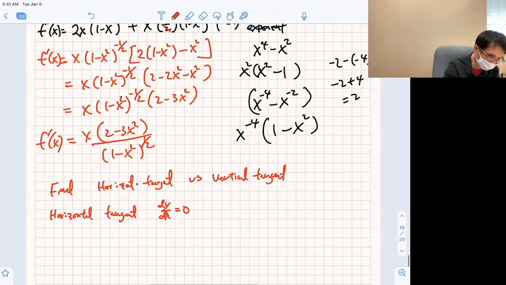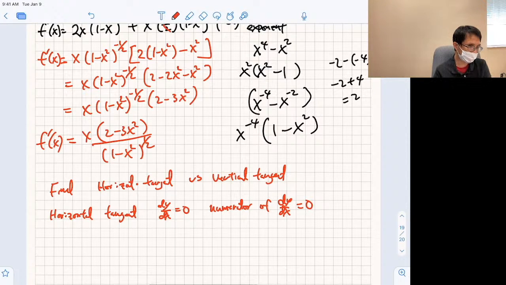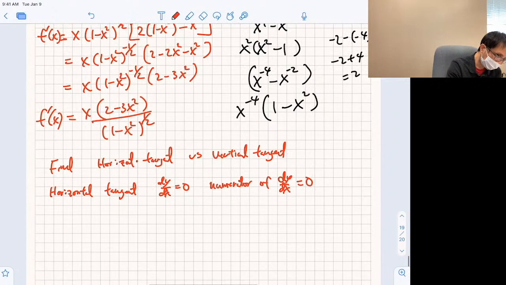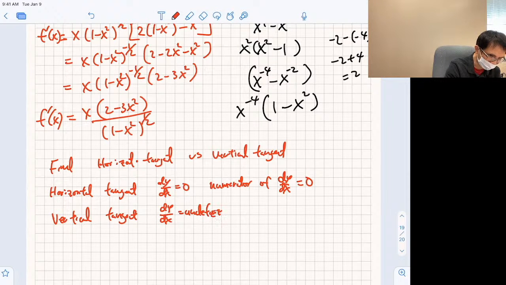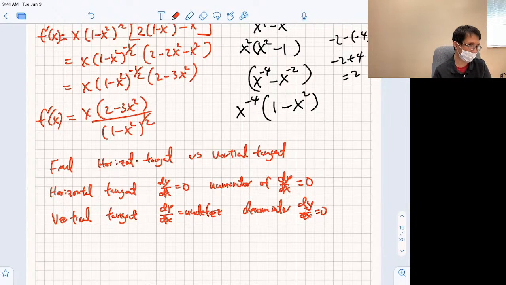More specifically, it is the numerator of dy dx, because numerator equal to 0, the whole thing equal to 0. So numerator of dy dx equal to 0. What do I mean by vertical asymptote? Or vertical tangent, sorry. It is dy dx equal to undefined. So what do you mean by undefined? Well, it's the denominator of dy dx equal to 0.